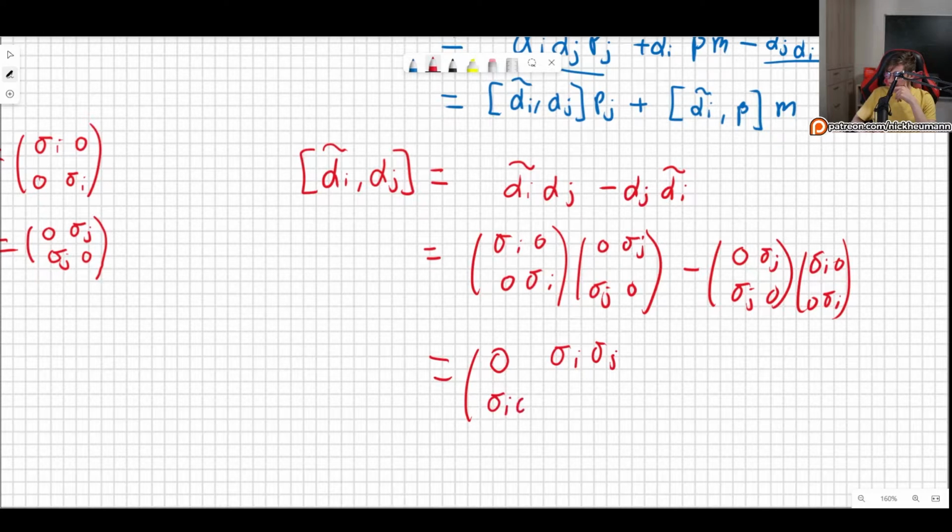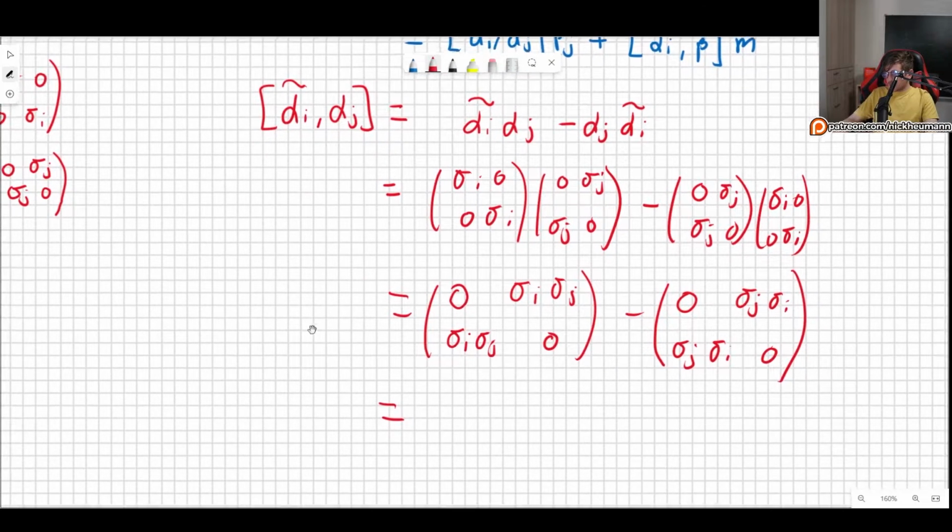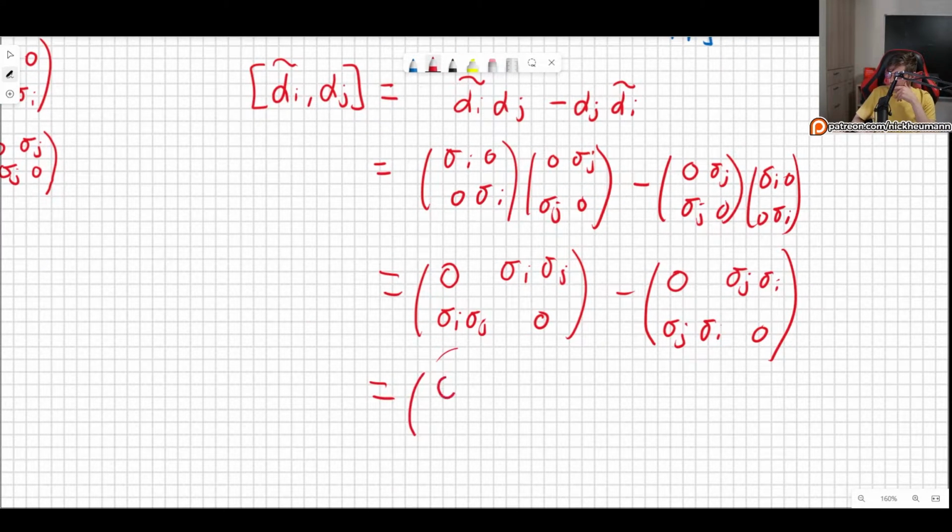So we get sigma I, sigma j, and 0 here, minus, then we get 0 there as well, and then we get sigma j, sigma I, and same thing here, sigma j, sigma I, 0. So what we get is 0, and then the commutator between sigma I and sigma j, then the commutator between sigma I and sigma j, and 0 there. Okay, so what is now the commutator between sigma I and sigma j?